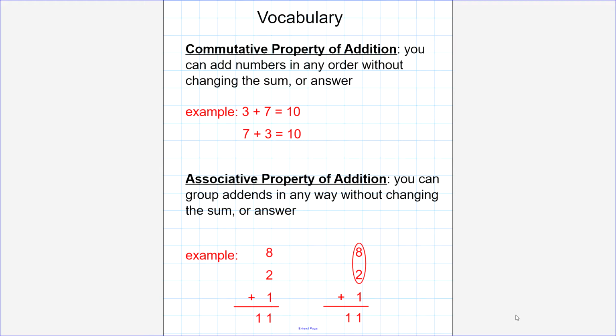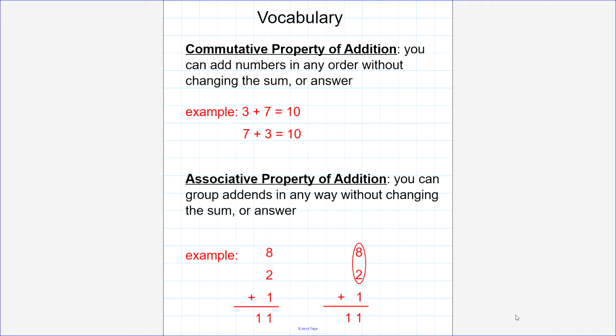3 plus 7 equals 10. 7 plus 3 also equals 10. It does not matter what order you put the addends in. It does not change the sum or answer. The commutative property of addition tells us that we can rearrange the parts or addends without changing the sum.